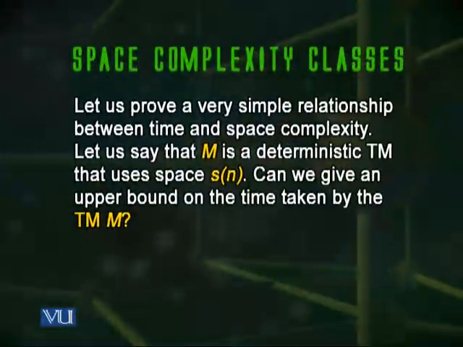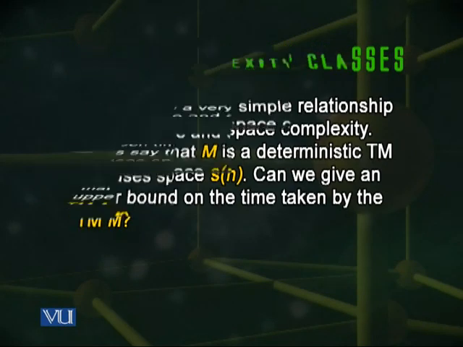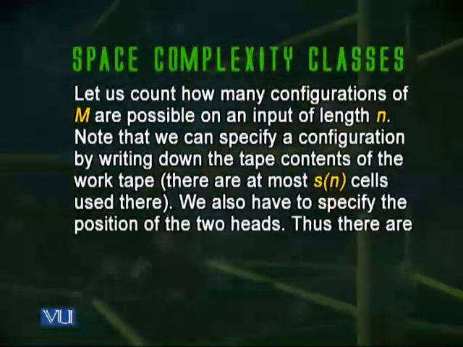Let us say M is a deterministic Turing machine that uses space S(n). So I have a Turing machine which uses space S(n). The question is, can we give an upper bound on the time taken by this Turing machine M? Well, in order to answer this question, let us count how many configurations of M are possible on an input of length n.